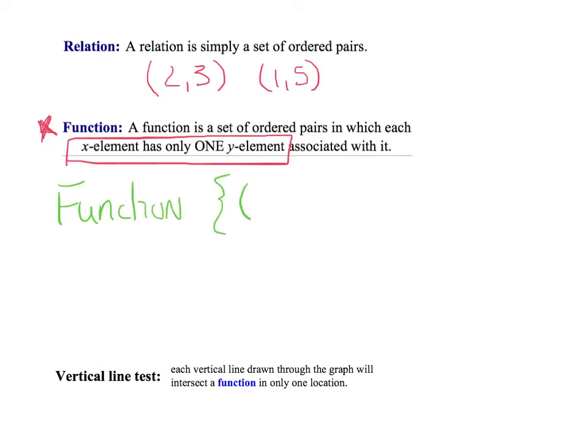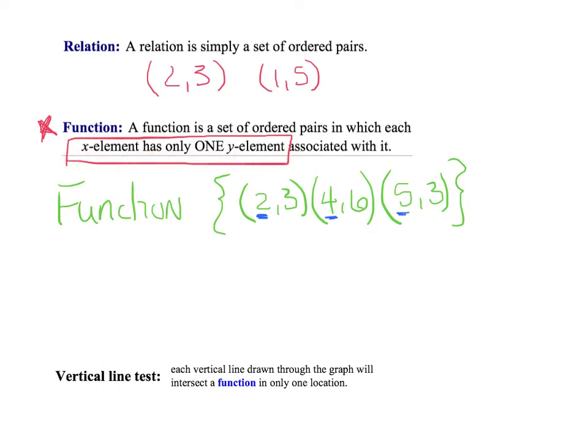Let's take the set 2, 3, 4, 6, and 5, 3. This is an example of a function. Every x value has only one y value. 2 is paired with 3, 4 is paired with 6, and 5 is paired with 3. Now, even though the y values are the same, that doesn't matter. Each x has only one y.